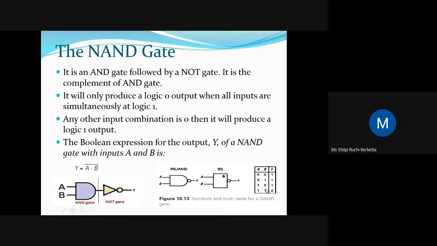Okay. So if we have to define it here, we will get an output of logic 0 when all the inputs are 1. And if either of the inputs is 0, then we get a 1. So if all the inputs are 1, then only we will get a 0. And if any of the inputs is 0, then we will get output as 1. So this we can define as NAND gate. See here, it will only produce a logic 0 output when all the inputs are simultaneously at logic 1. Any other combination, it will produce a logic 1 output. Okay, so this is NAND gate.